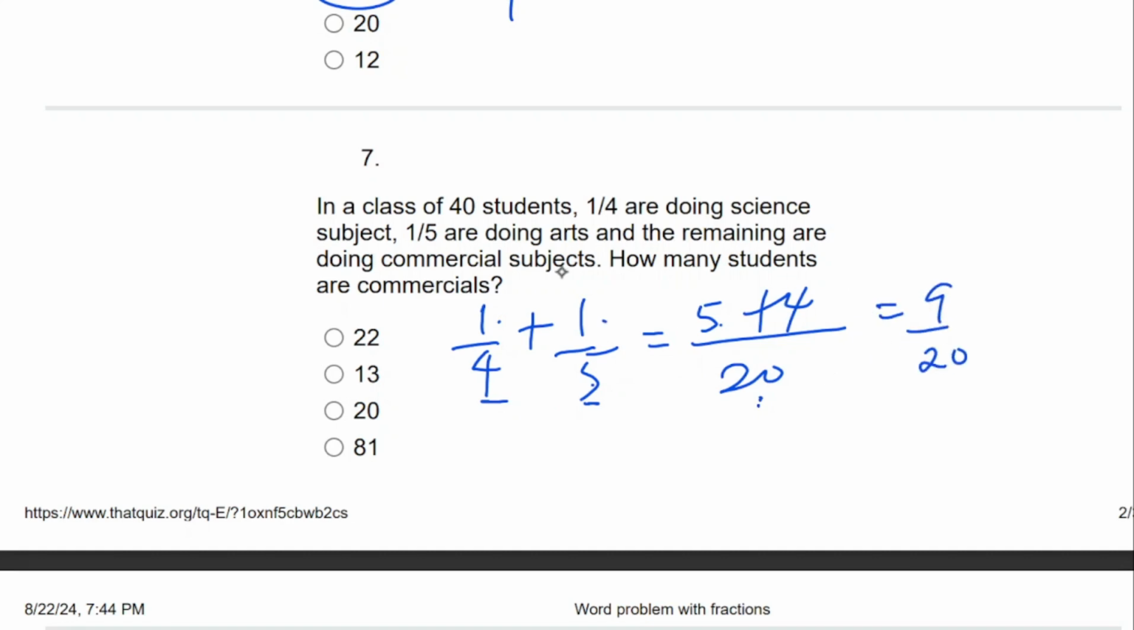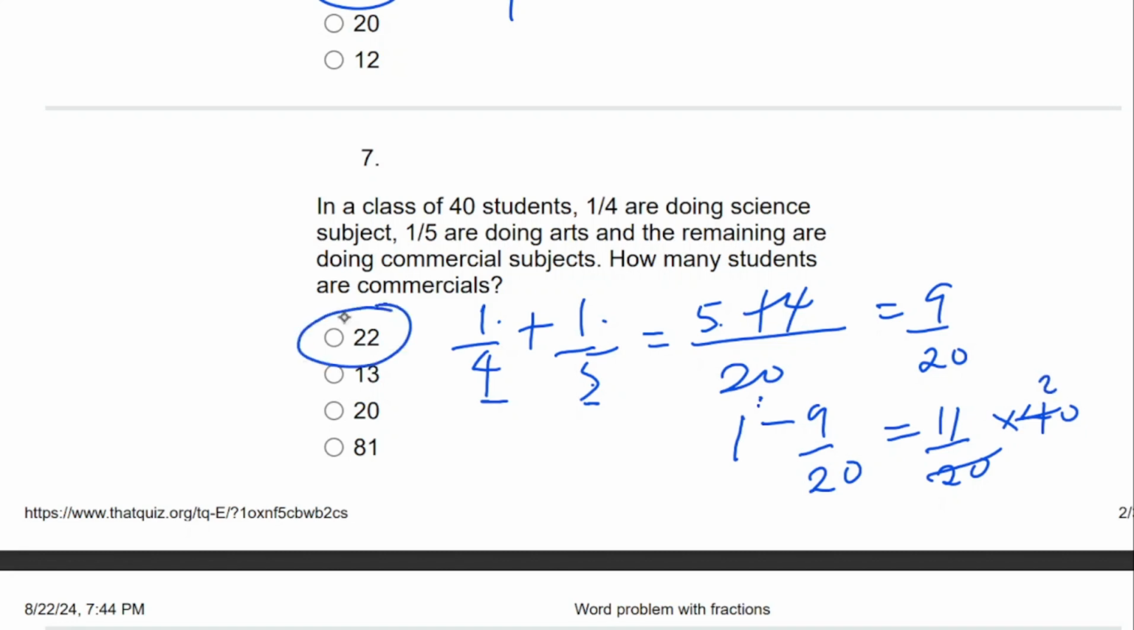So since 9 over 20 are for science and arts, the remaining is going to be 1 minus 9 over 20, which is 11 over 20. So how many are now commercial? We multiply by 40. So 11 times 2, that is 22.